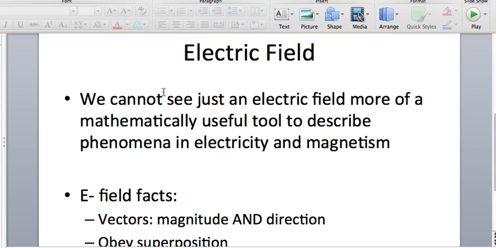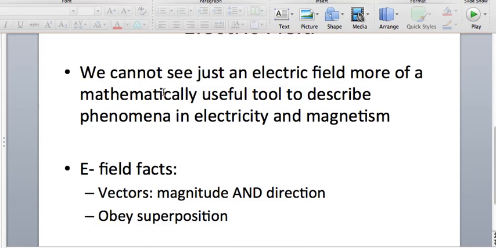So just some electric field facts and concepts. The first thing is we cannot see an electric field. It's more of a mathematically useful tool to describe phenomena observed in electricity and magnetism. A couple of E-field facts: they are vectors. They have both a magnitude and a direction. And E-fields obey superposition. So if you look at some point in space, the E-field that could be backtracked out from a measurement of force would be the superposition of all the electric fields from all charged particles creating electric fields at that point in space.